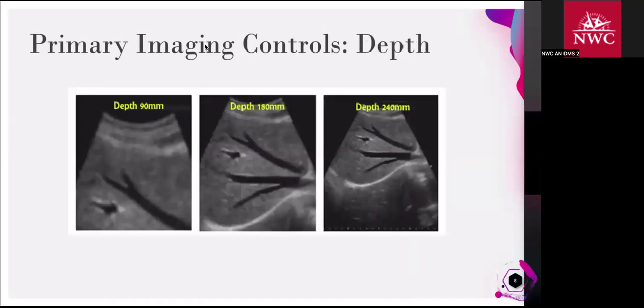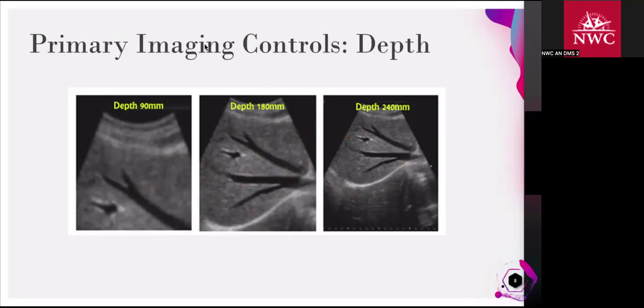Depth is a button we use. It adjusts the image size. So here you have a picture, and the middle picture would probably be the most appropriate depth here. I can see the entire liver, I can see the diaphragm, I can see the hepatic veins. And then this would be when it's really, really close. And this is when it's too far away. So you guys know how depth works.